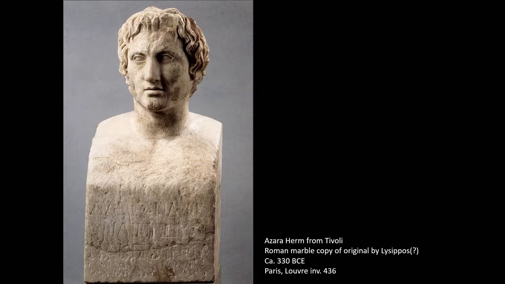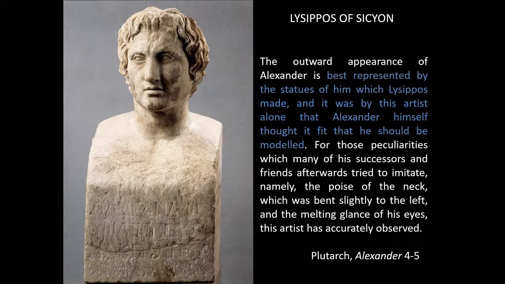And according to the historian Plutarch in his Life of Alexander, he tells us that the outward appearance of Alexander is best represented by the statues of him which Lysippus made, and it was by this artist alone that Alexander himself thought it fit that he should be modelled. So Lysippus or bust. In other words, Alexander considered Lysippus the only sculptor worthy of representing him, and so Lysippus's image becomes the official image of Alexander.